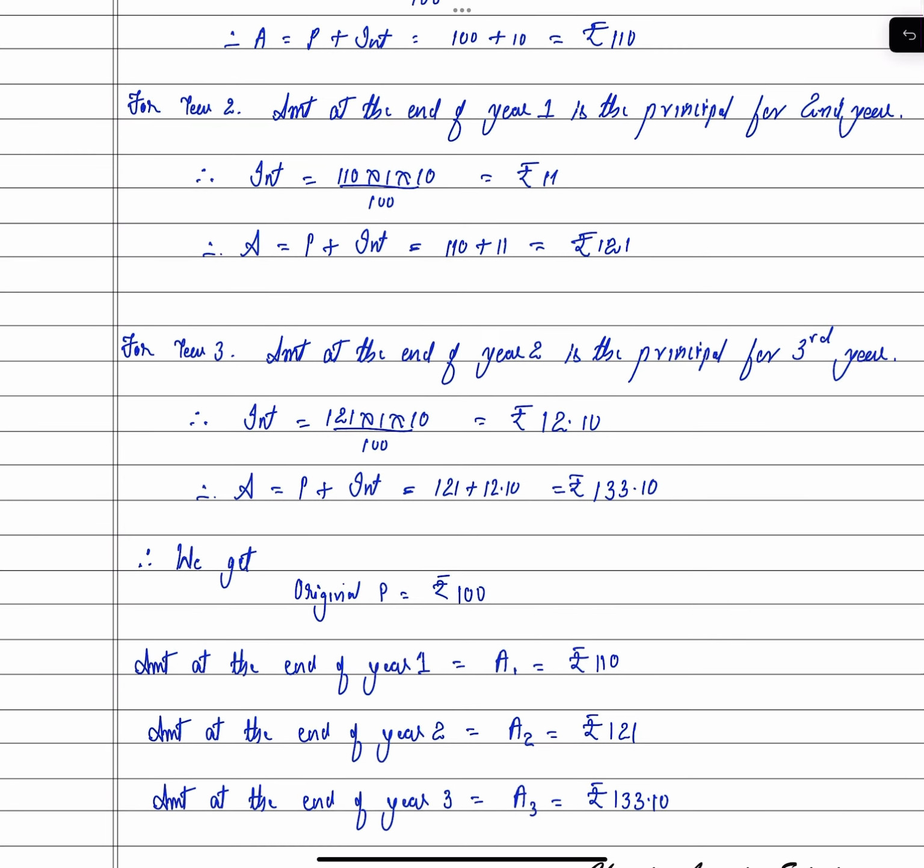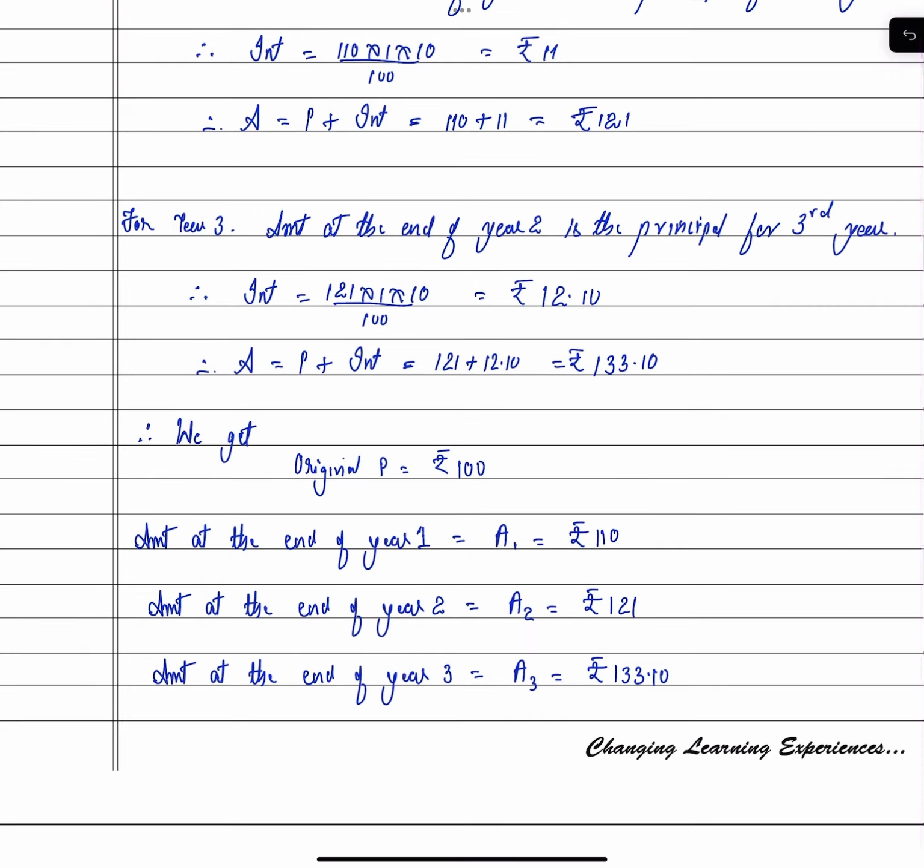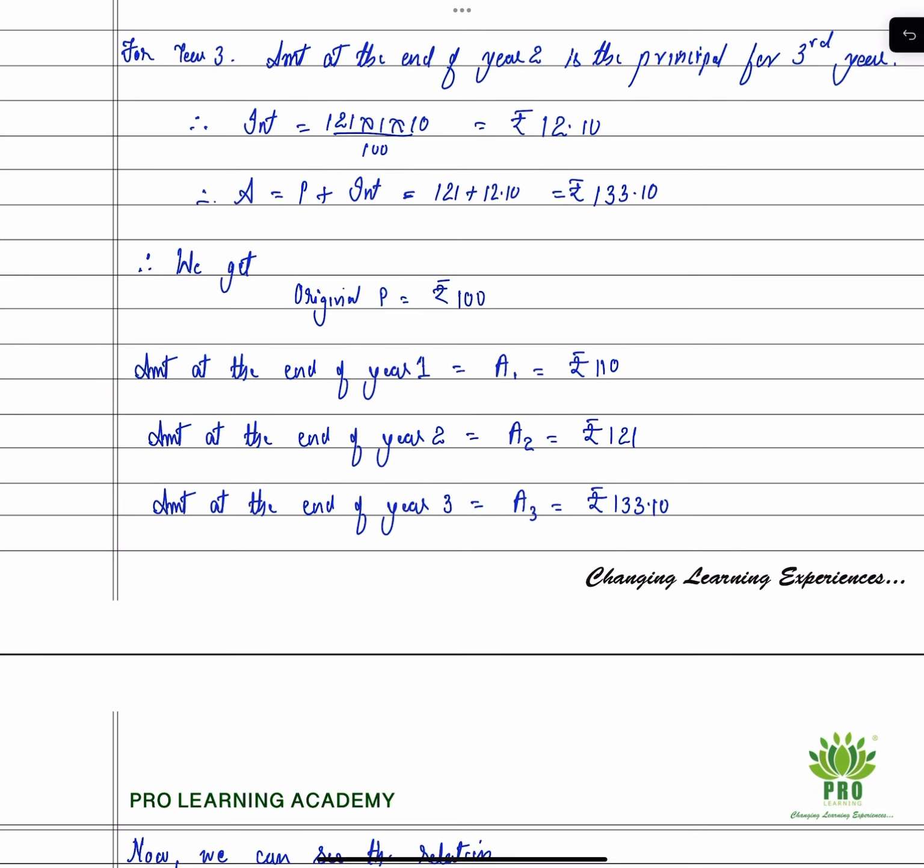When we go to the third year, 121 rupees has become the principal. Again, it is subjected to 10% rate of growth. So for the third year, my interest is 12 rupees and 10 paise. So my amount at the end of the third year will become 121 plus 12 rupees and 10 paise, which eventually becomes 133.10. So here what we understand is, since our original principal was 100, at the end of 1 year my amount was 110, then it becomes 121 at the end of the second year, and it becomes 133 at the end of the third year.